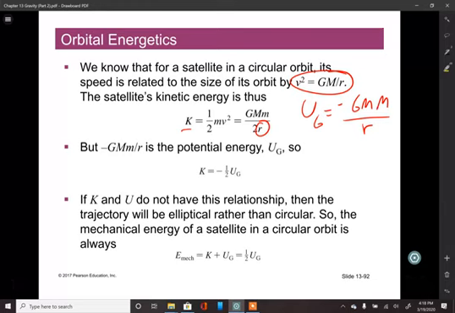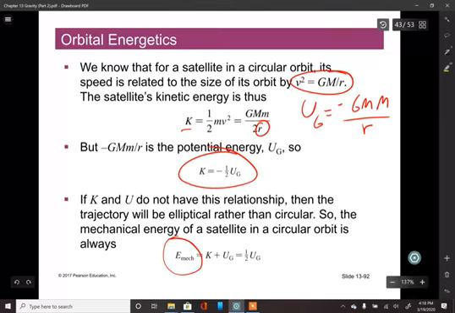So the kinetic energy in a circular orbit is always negative 1/2 of the potential energy. And so that means our total mechanical energy is always, first of all, negative, and second of all, 1/2 of what you would calculate as the potential energy. You never need to actually calculate the kinetic energy to find the total energy in an orbit. If you don't have this relationship, you can't have a circular orbit, period.